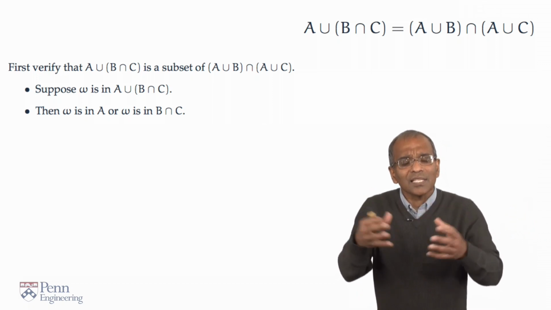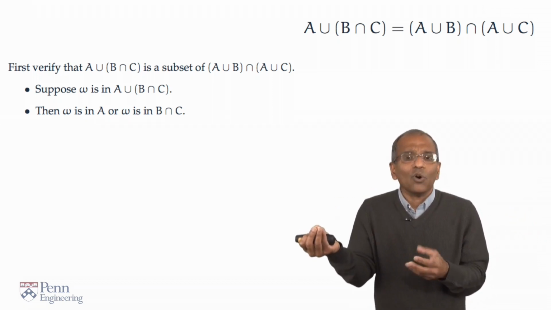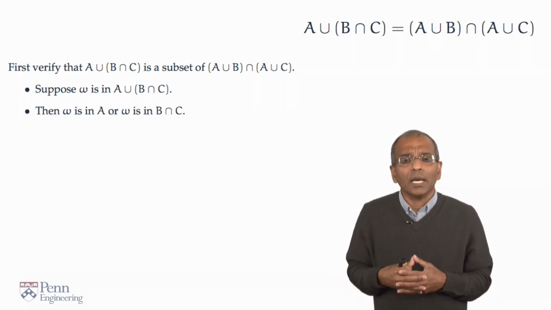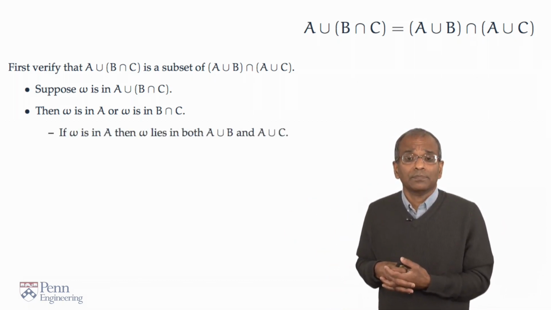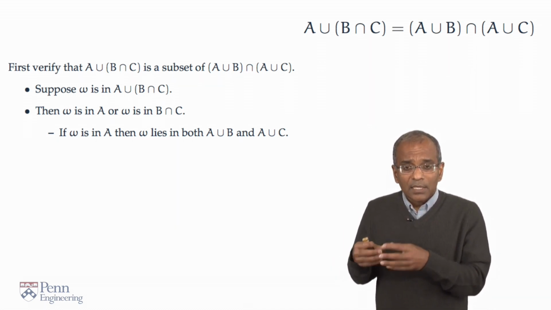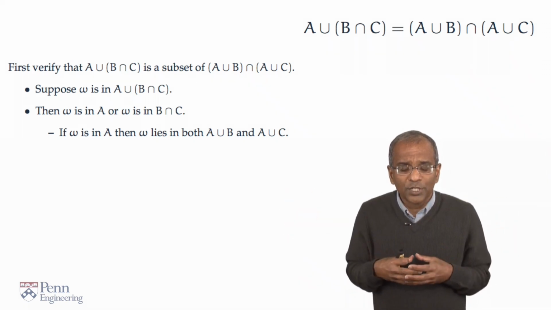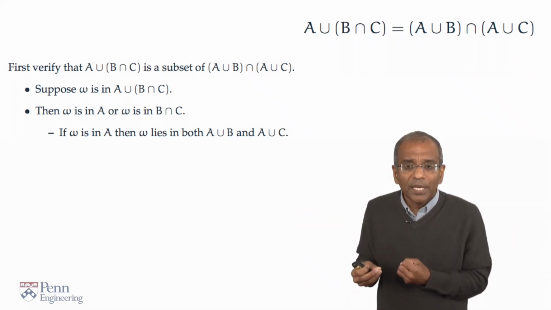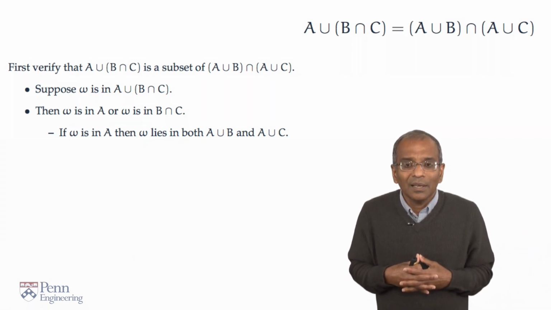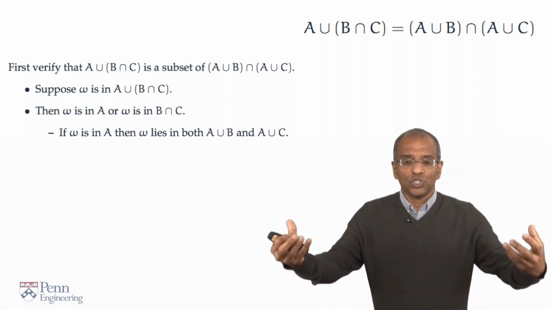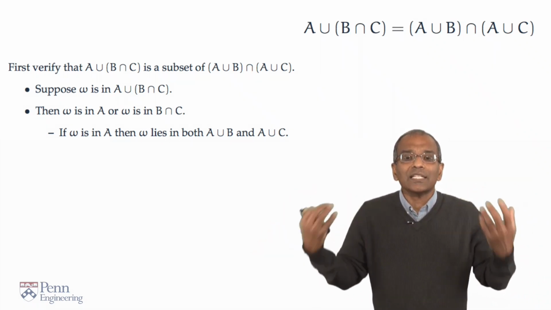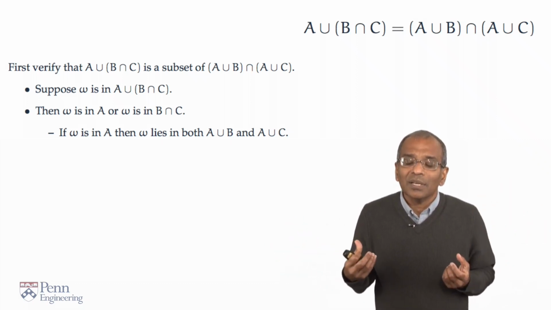All right. In our setting, omega is in A or omega is in B intersection C. Let's not worry about both of them simultaneously. Let's take them one at a time. Suppose omega is in A, and let's see where this train of thought goes. If omega is in A, since union is an increasing operation, then omega is certainly in A union B, and omega is also in A union C. If omega is in both A union B and A union C, then clearly it's there in the intersection of the two, and therefore omega is in the intersection of A union B and A union C.